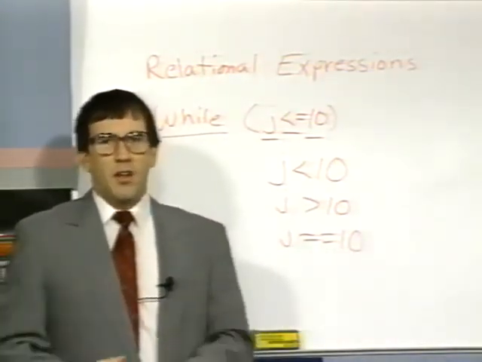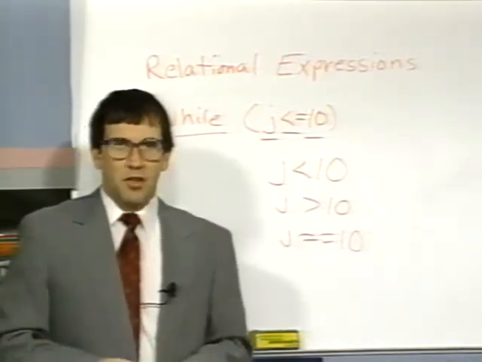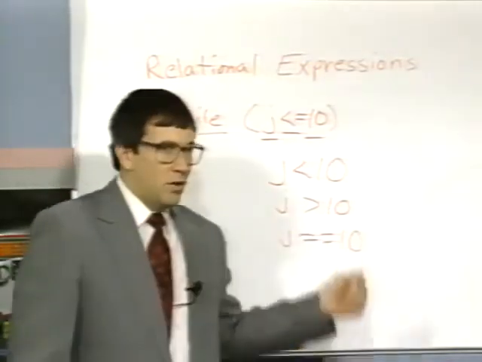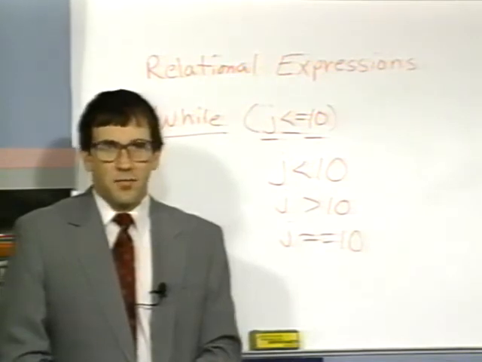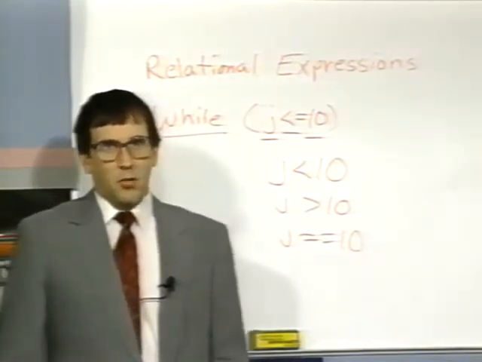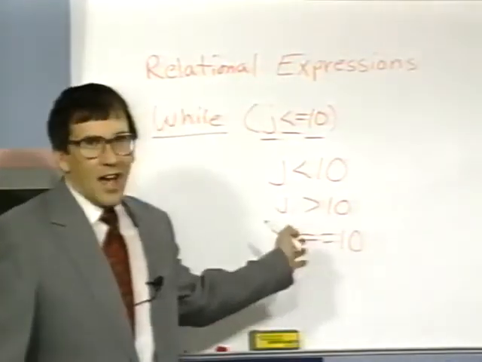If you only put one equal sign in there, the result will always be true. And this is not what you want in your program. Be sure and put two equal signs for equals in a relational expression. If you don't do that, you won't get an error message, but you will get the wrong answer. This will save you possibly hours.